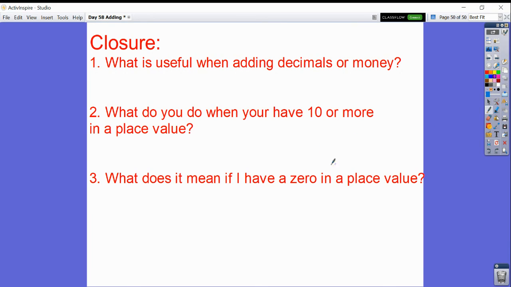What does it mean if I have 0 in a place value? Well, that means I have 0 of that place value, but that 0 is super important because we need that to show that I have 0 dimes, but I might still have some pennies.